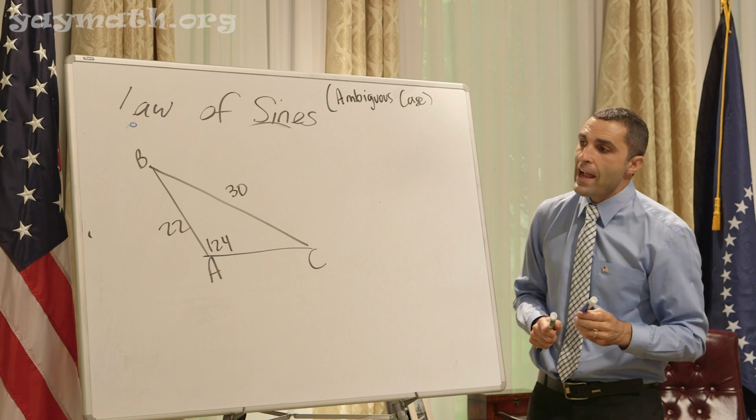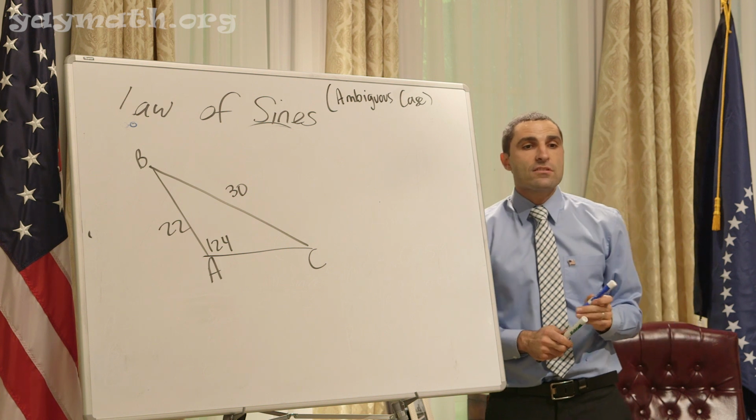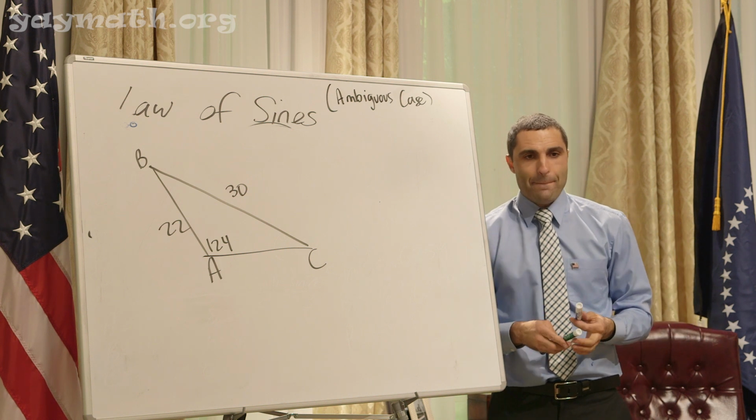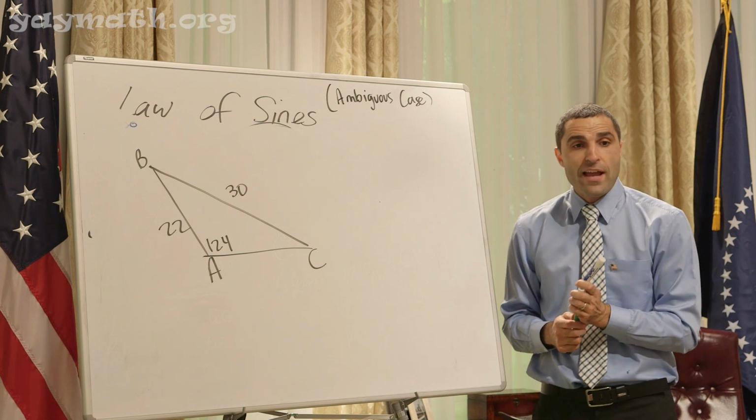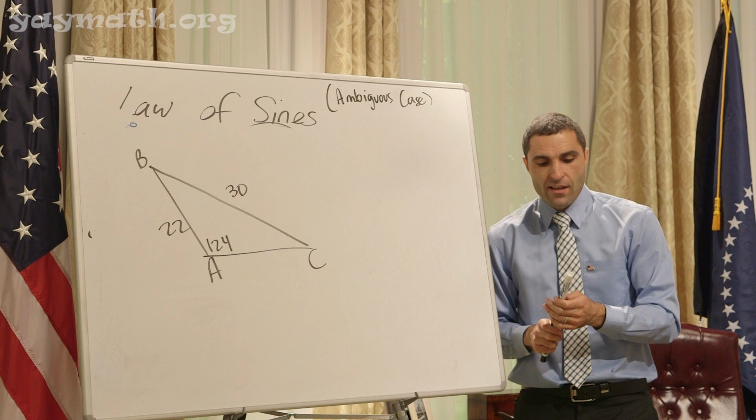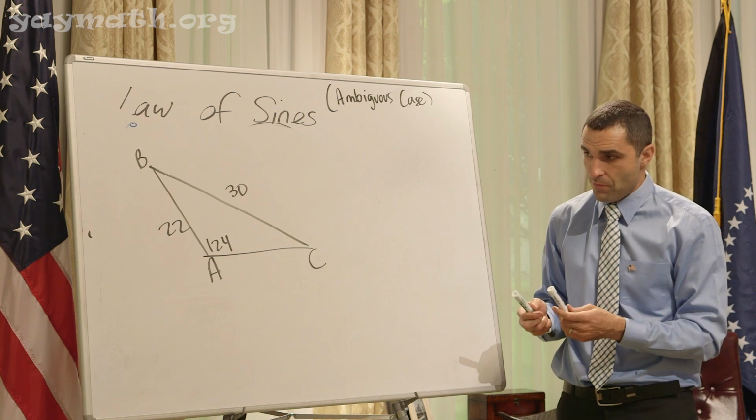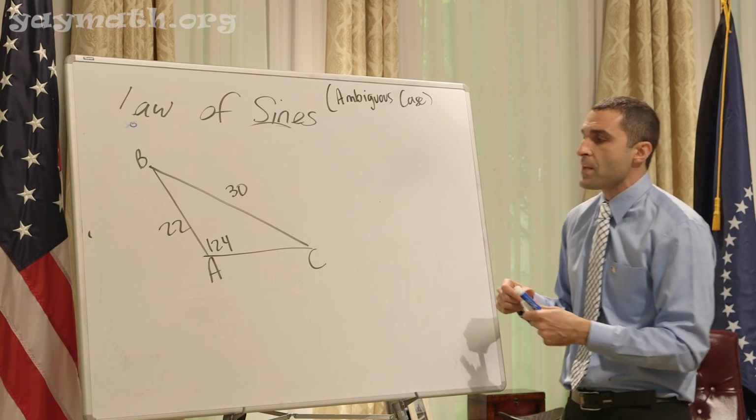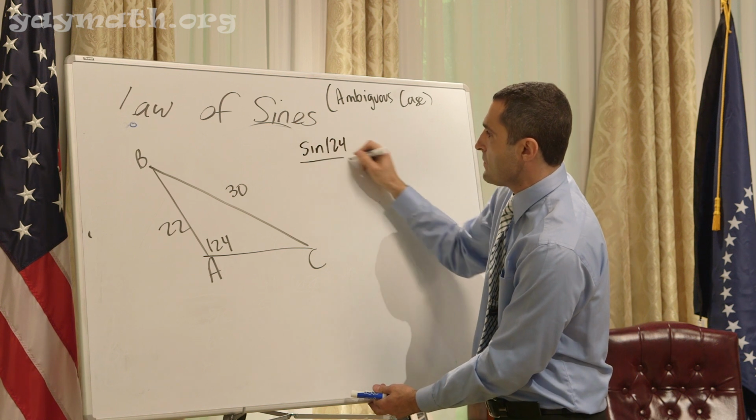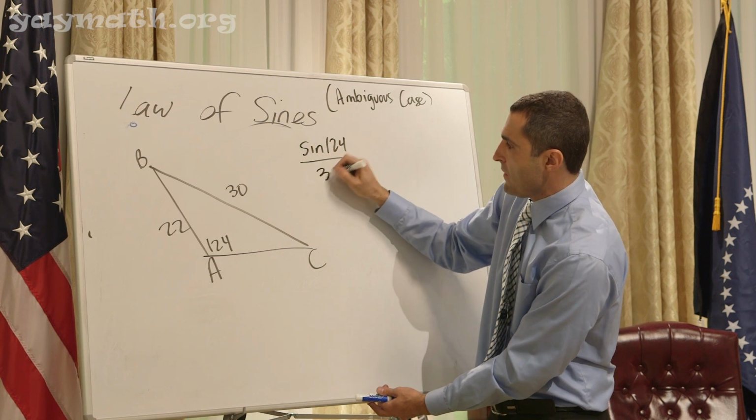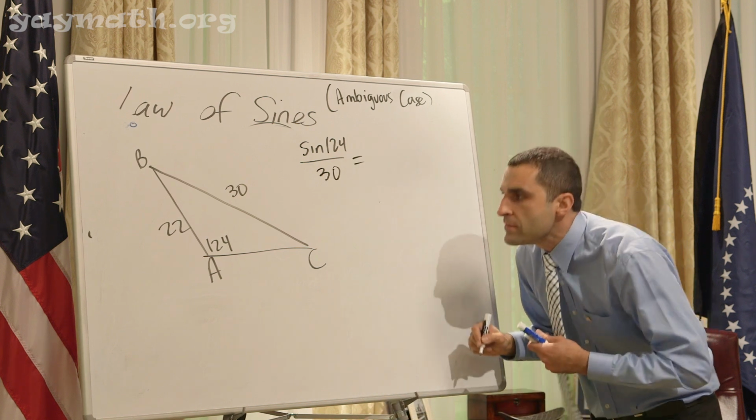Meaning, are there two sides given and an angle not between them? Yes, it is. So potentially, you could have one triangle, you could have two triangles. Let's go ahead and solve, because we're going to see the process always starts the same. Sine of 124 over 30 equals sine of B.